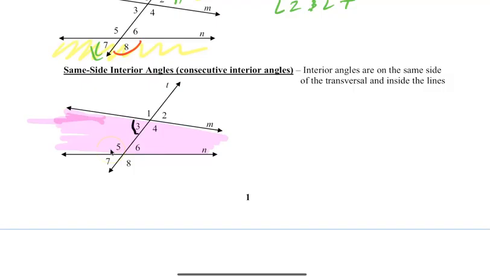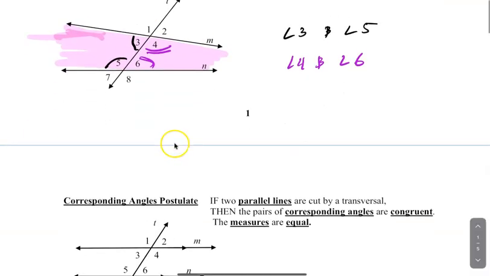So if I was on 3, I'm not going to alternate. I'm going to stay on the same side. 3 and 6. 3 and 5. And likewise over here would be 4 would go with 6. So like that. So those are same side interior. On the same side and on the interior.